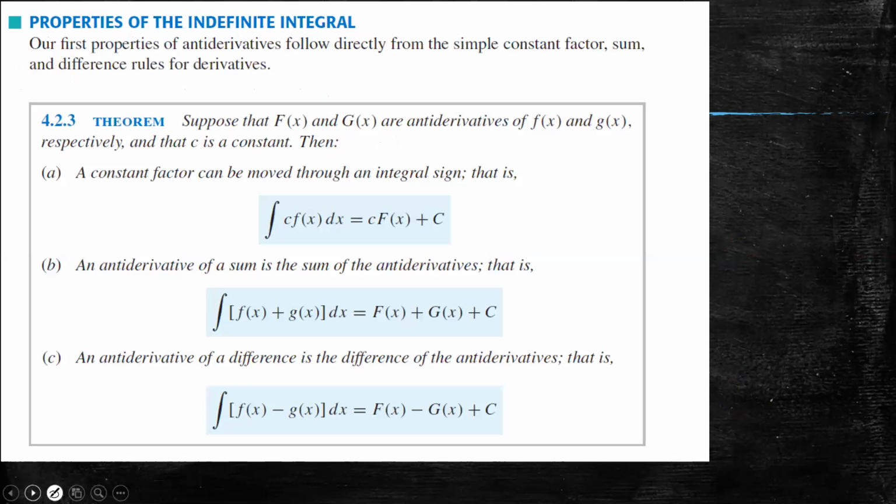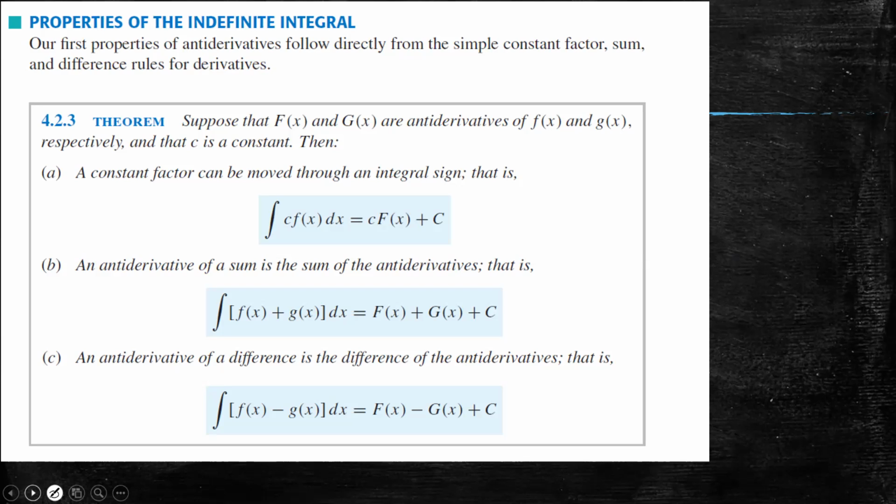Now, let's talk about the properties of the indefinite integral. Our first properties of antiderivatives follow directly from the simple constant factor, sum, and difference rules for derivatives. Suppose that F of x and G of x are antiderivatives of f of x and g of x, respectively, and that c is a constant. Then, like how we did in the derivative, we will do here for the integration.